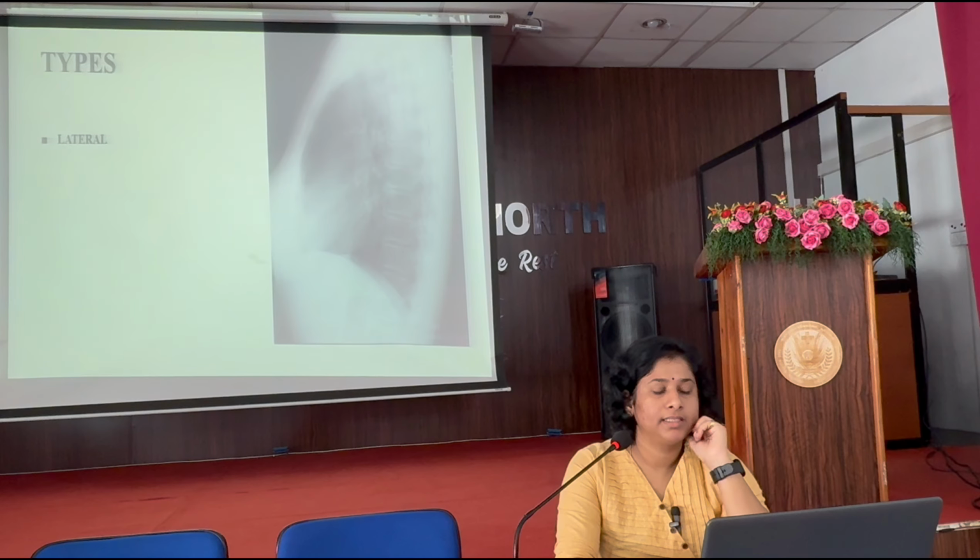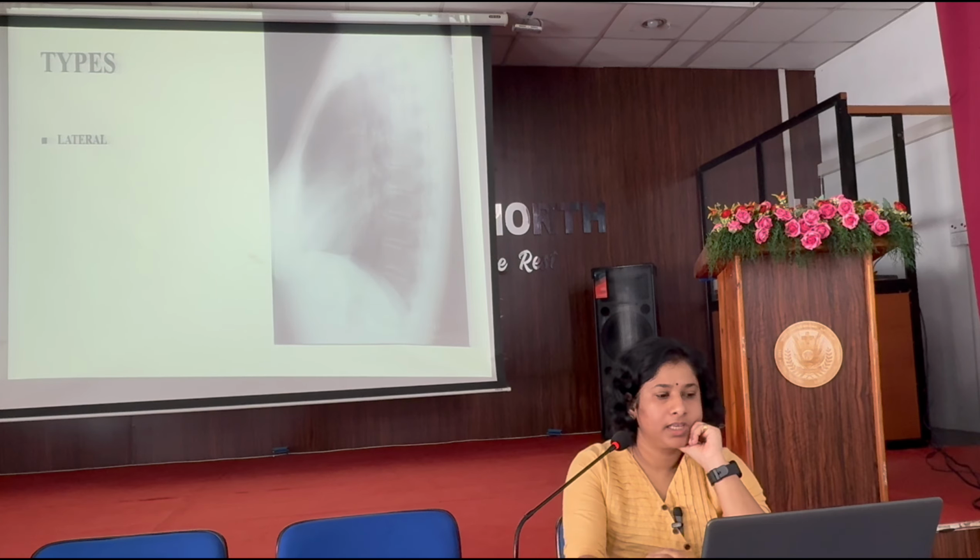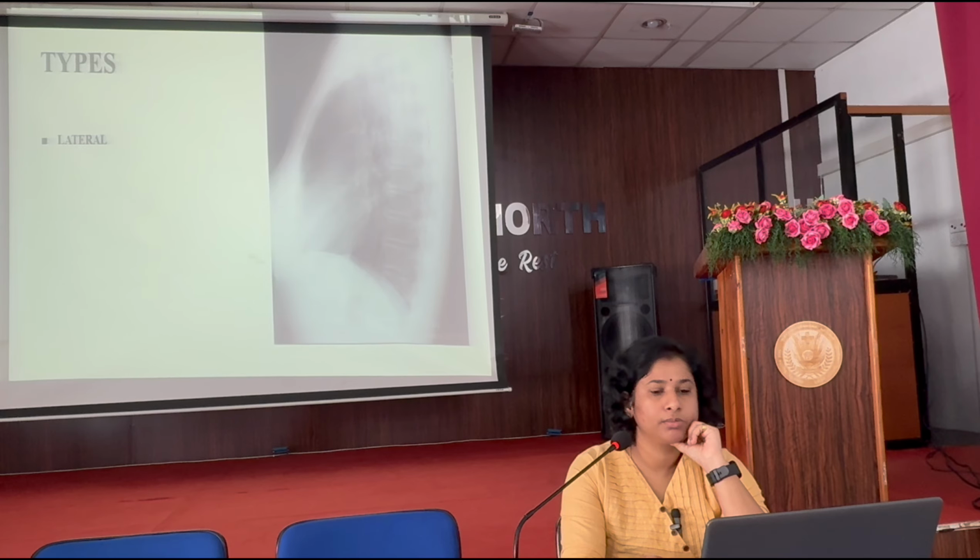The second one is the lateral. This is an additional X-ray we are using with the PA. In case of any masses or suspected lesions, we do the lateral.